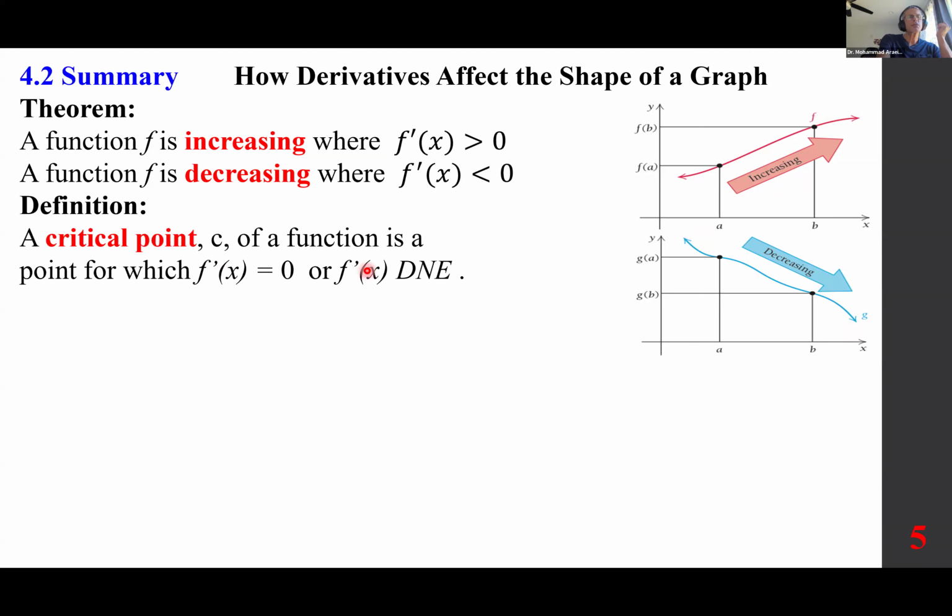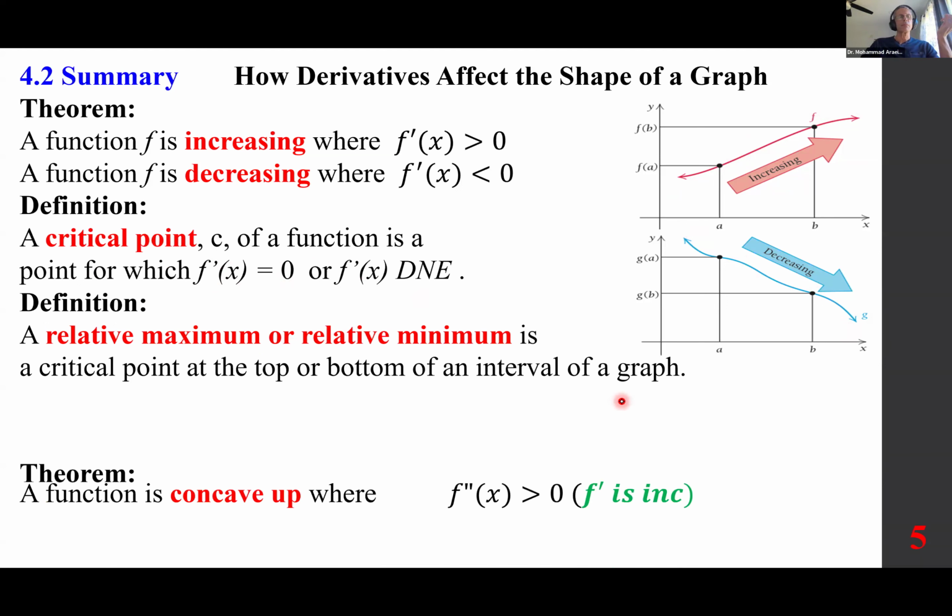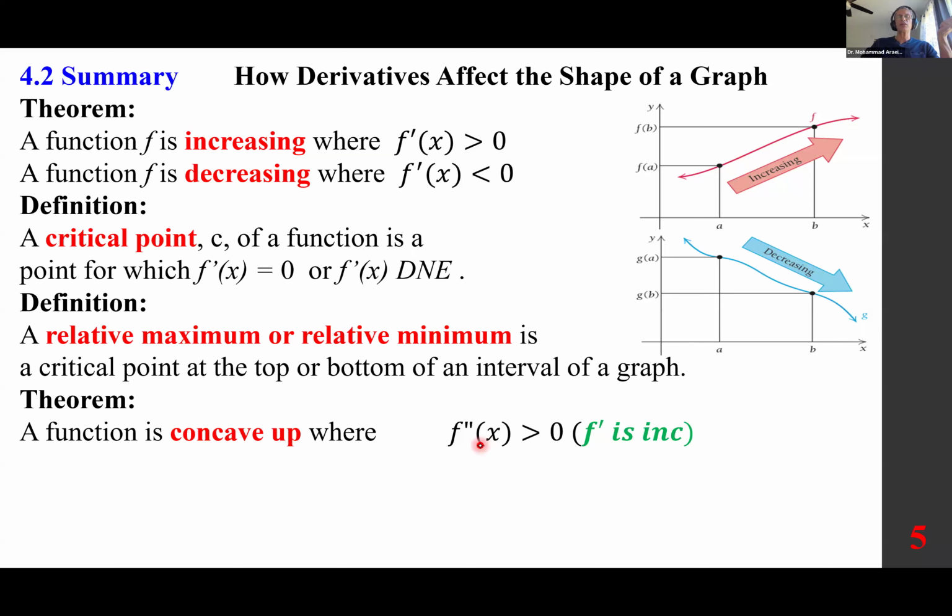A critical point c of a function is a point where f prime is either 0 or doesn't exist, as was discussed before. A relative maximum or relative minimum is a critical point at the top or bottom of an interval of a graph, peaks and valleys. A function is concave up where f double prime is positive, which means f prime is increasing.